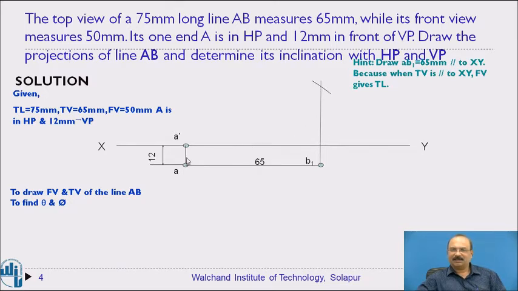That is nothing but the length of the line, 75 millimeter, making a certain angle with the horizontal plane, because if it makes an angle above the XY line, we are going to call it the angle made by the line with the HP. So join this point and give the notation as B1 dash, and this length is 75 millimeter.